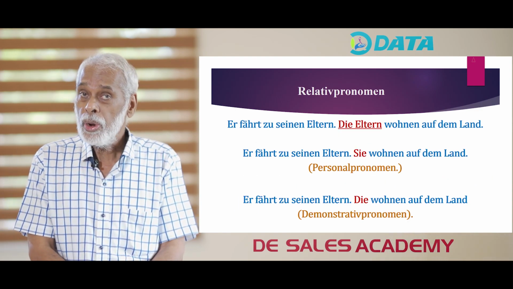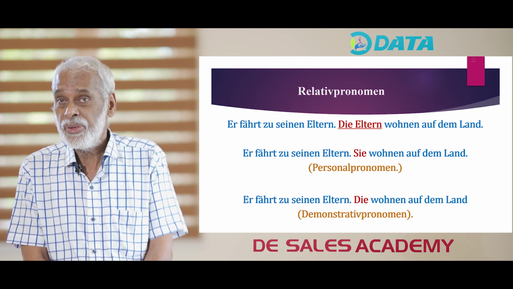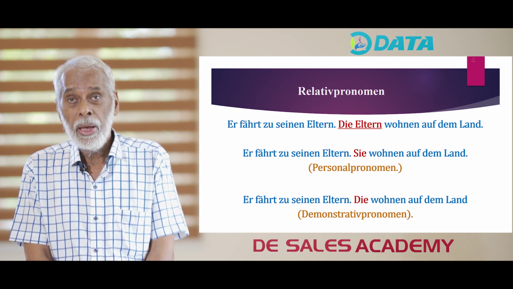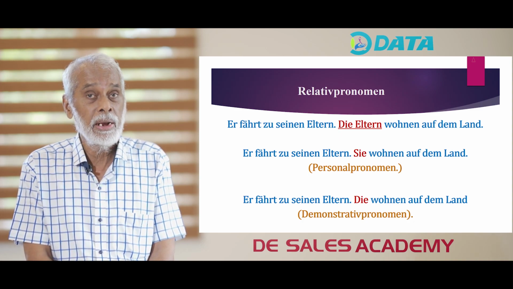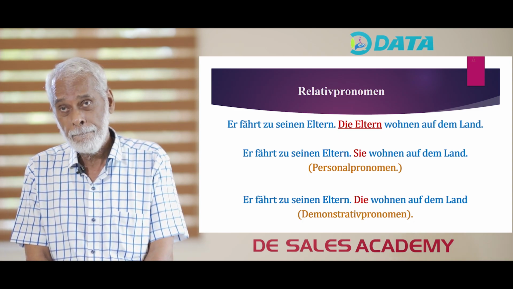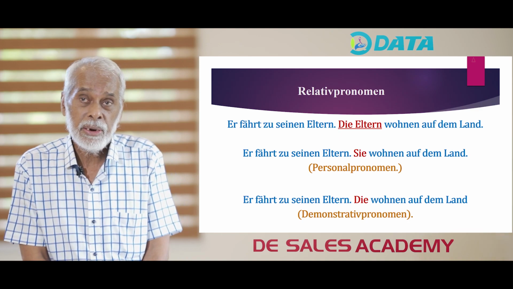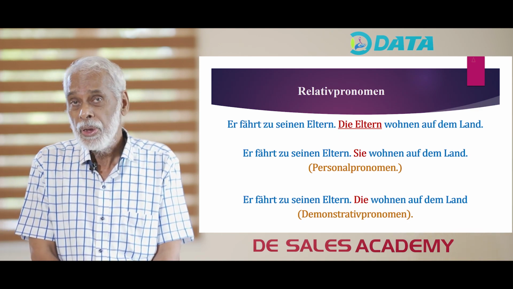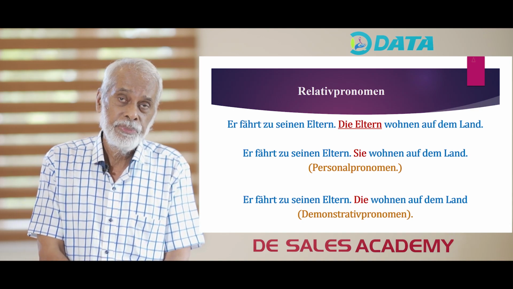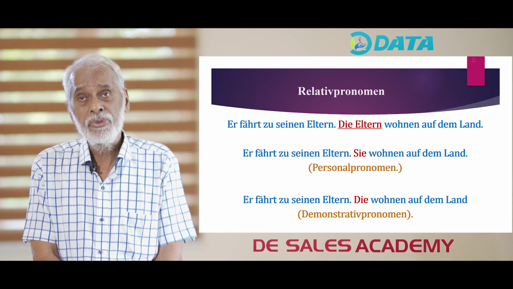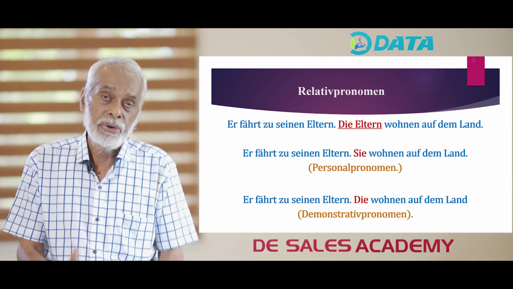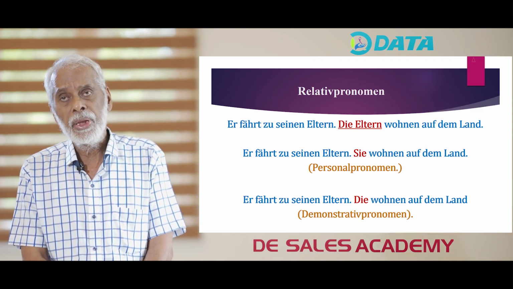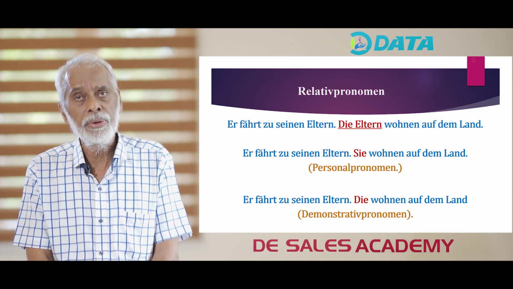Now, look at the Beispielsätze. Here we have two Hauptsätze. Er fährt zu seinen Eltern. Die Eltern wohnen auf dem Land. He is going to his parents, and the parents are staying in the countryside. Look at the second sentence here. Die Eltern wohnen auf dem Land.